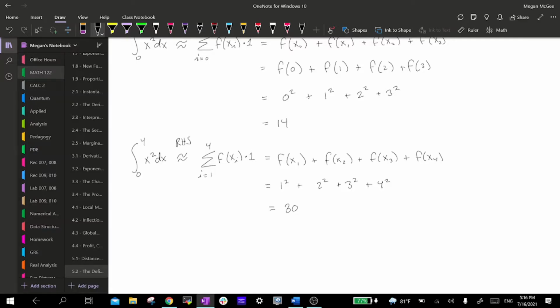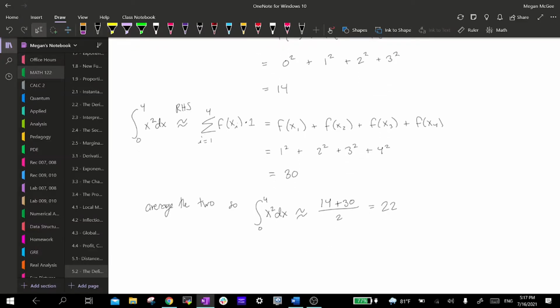Alright, so we've already determined that taking an average is the best way to approximate so far, right? So let's go ahead and average the two. So our integral from 0 to 4 of x squared dx is approximately 14 plus 30 divided by 2, which gives us 22. And just for comparison, the actual exact answer is 21.33. So our 22 approximation is pretty good.